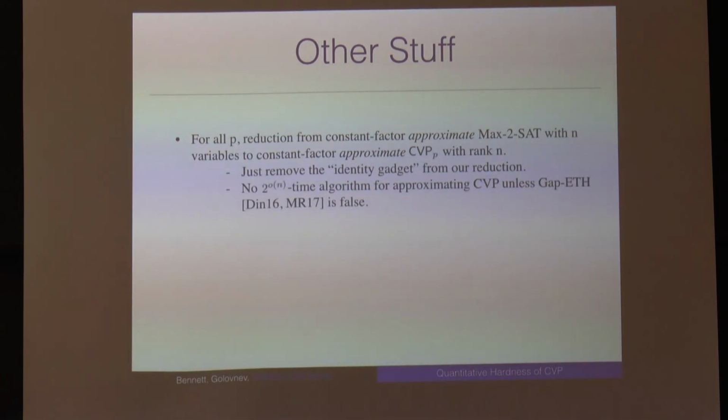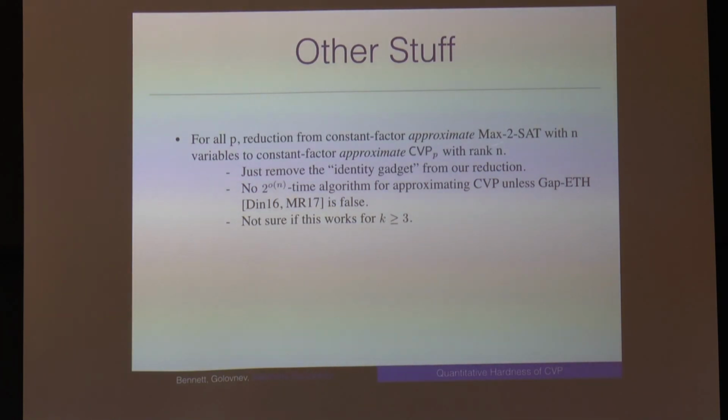And this particularly implies, under this assumption called Gap-ETH, which was introduced by Dinur, that there's no 2 to the little o of n time algorithm for approximating CVP up to some constant factor unless Gap-ETH is false. Gap-ETH is the assumption that there's no 2 to the little o of n time algorithm for approximating, say, max 3 sat. And it implies it for max 2 sat as well.